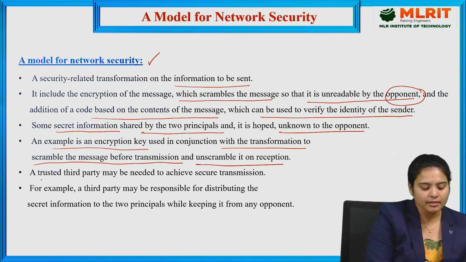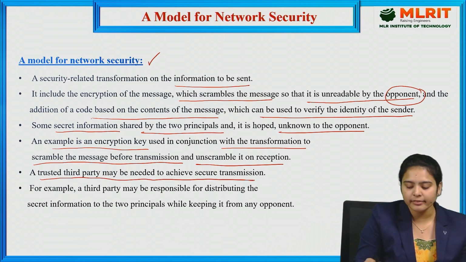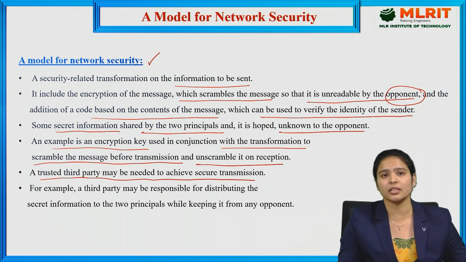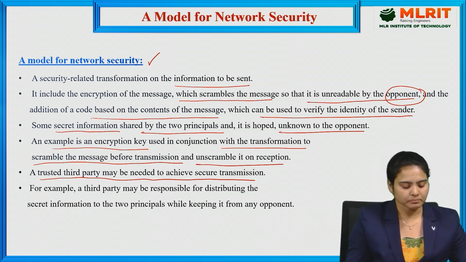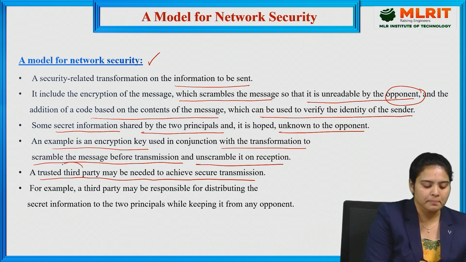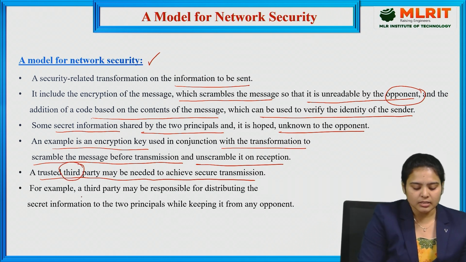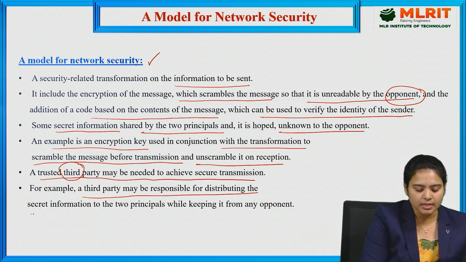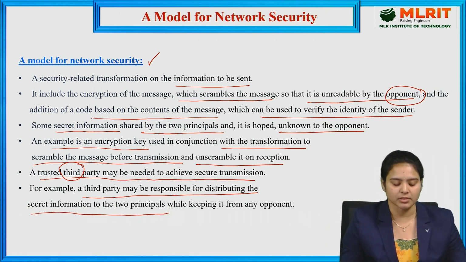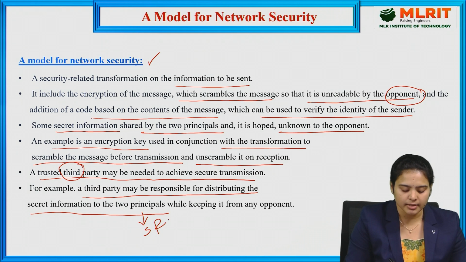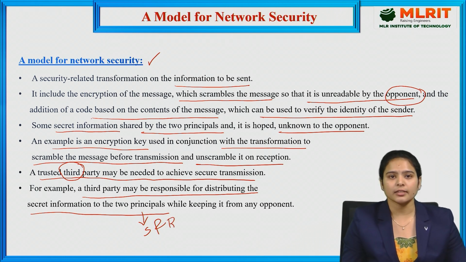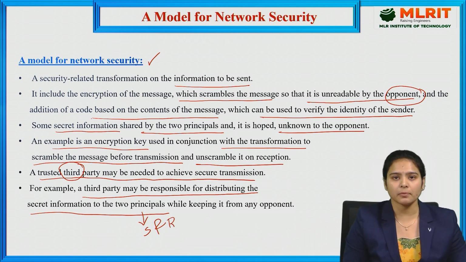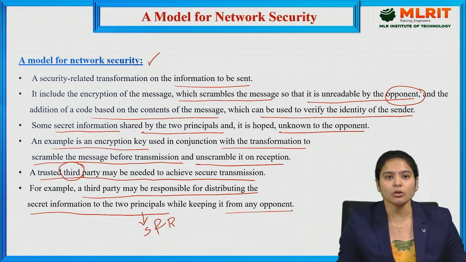Here there is a trusted third party. It may be needed to achieve some of the secure transmissions, whether the information is personal or impersonal. The information from the sender and the receiver is accessed by the third party. This third party may also be responsible for distributing the secret information between the two principals, that is, the sender and the receiver. The sender and the receiver keep the information from any opponent and hide it.